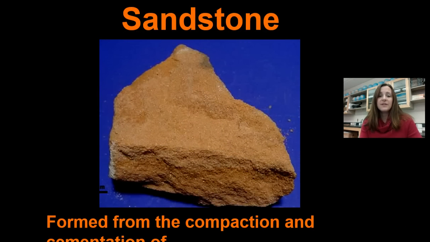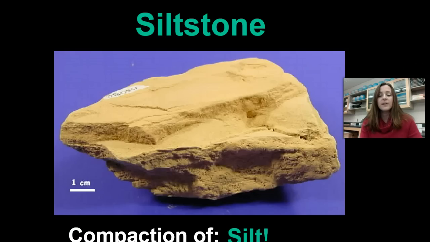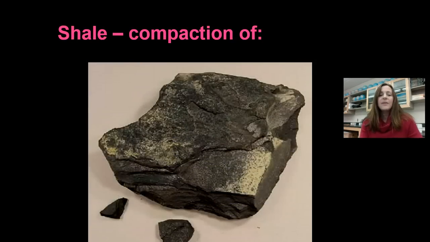Here's a picture of sandstone. You can see the small fine particles of sand that make that rock. It's formed from the compaction and cementation of sand. Siltstone, an even smaller particle, is held together from parts of, guess what? Silt. Makes sense. And then we have shale.